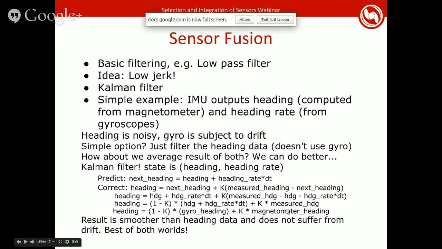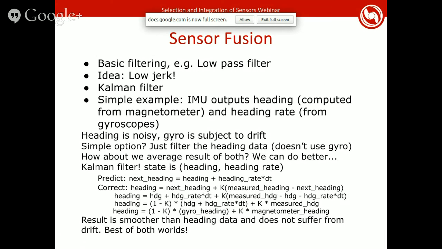The reason this is better than average is that K gets recomputed by the Kalman equations at every time step, and it's error optimal in the mathematical sense, which you can check out by reading the Wikipedia page on Kalman filters. And the result that comes out of this is smoother than the heading data and does not suffer from drift because you have this update from the magnetometer that keeps you on track. It's the best of both worlds. It's great. It's awesome. It's really cool.